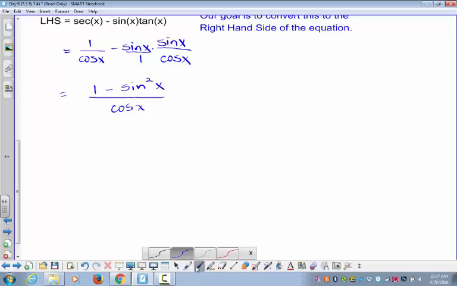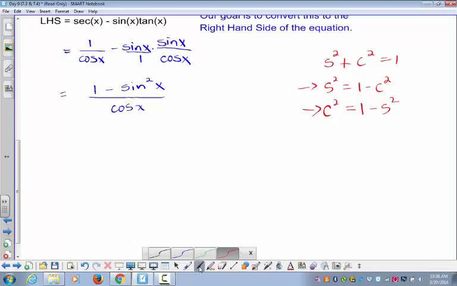And then, what is 1 minus sine squared? Cosine squared. All right, so remember, we have sine squared plus cosine squared equals 1. I've mentioned this before, and I'll mention it again. You need to be able to see the different permutations of this identity. If you solve for sine squared, you see that sine squared is 1 minus cosine squared. If you solve for cosine squared, you see that cosine squared is 1 minus sine squared.